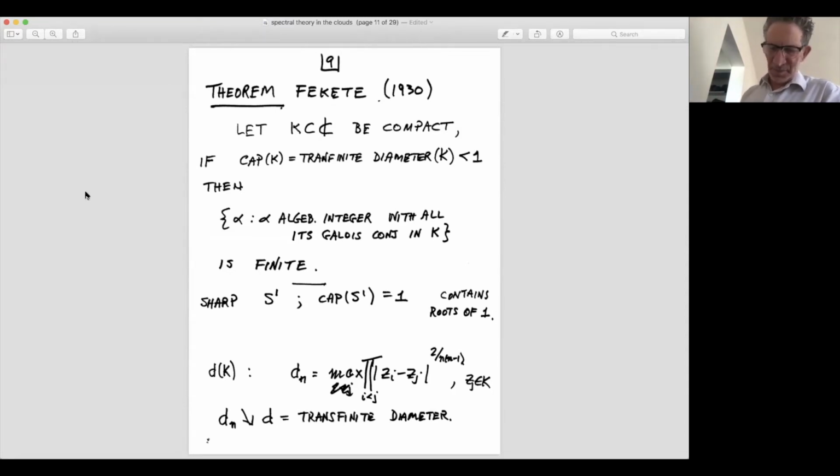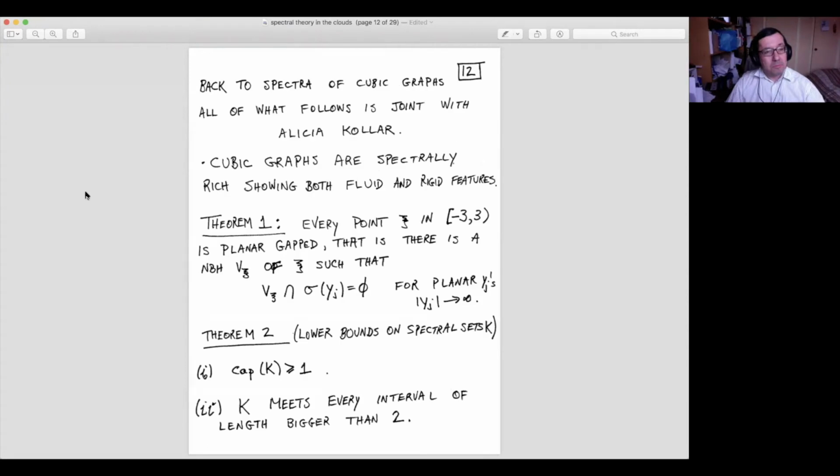Yeah, of course. Okay. So now back to 3 regular graphs, and now everything I say is joint with Alicia Kollar, except at the end, which is also joint with Fan Wei. So the moral of this lecture is that 3 regular graphs are incredibly rich, showing both fluid and rigid features, and I'm going to show you how these things rigidify as you put conditions on the graph.